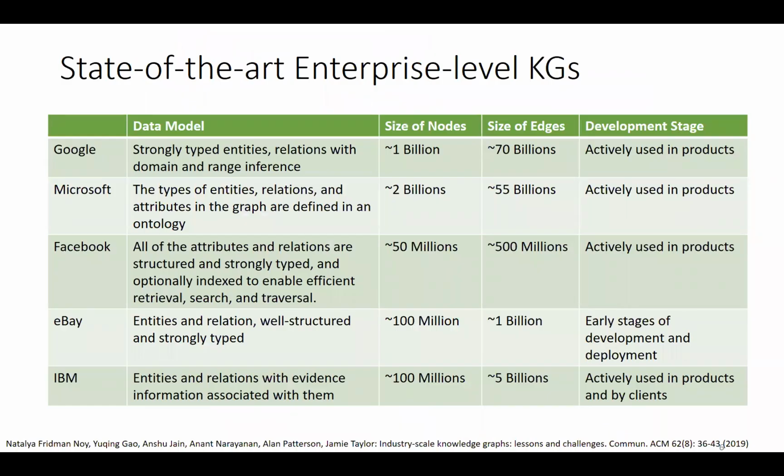So here is a comparison of current state-of-the-art enterprise-level knowledge graphs. For example, as of 2019, Google has 1 billion nodes and 70 billion edges in its knowledge graph. Other giant companies also have similar scales. As you can see, not only search engines, but also recommender systems and social networks, they all have their own knowledge graphs.